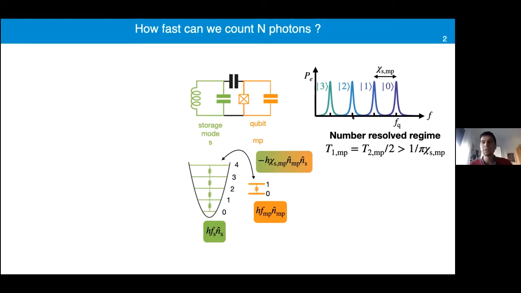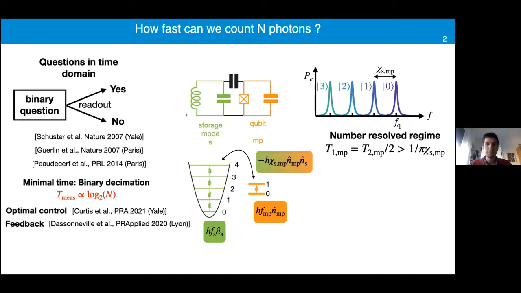As Steve Girvin told us, we can, for example, drive the qubit with a pi pulse at this blue frequency corresponding to the Fock state 2. If we find the qubit excited at the end of the measurement, it means that the storage mode indeed has 2 photons. So we can ask a binary question about the photon number, encode the answer in the qubit state, and then read it out using a dedicated readout resonator.